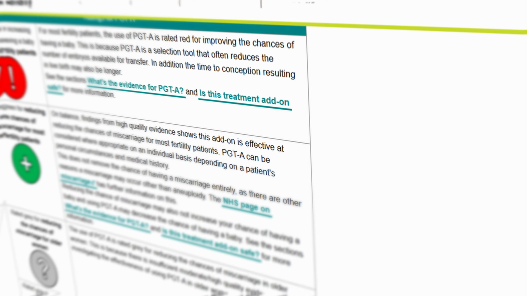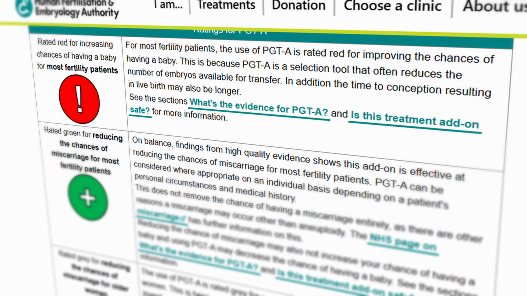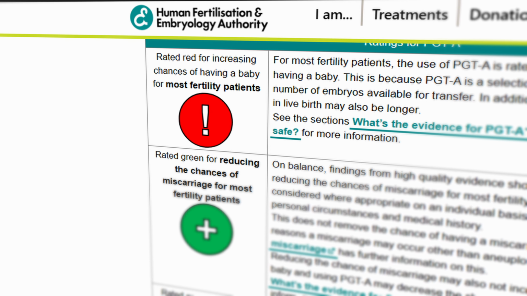The HFEA traffic light coding for all additional procedures does break down PGT's recommendation on the premise of what's the end goal. In terms of increasing chances of pregnancy, that's where the jury's still out a little bit in the eyes of the HFEA, and it's deemed as red. However, for reducing miscarriage, everyone is in agreement that PGT can definitely help promote this.